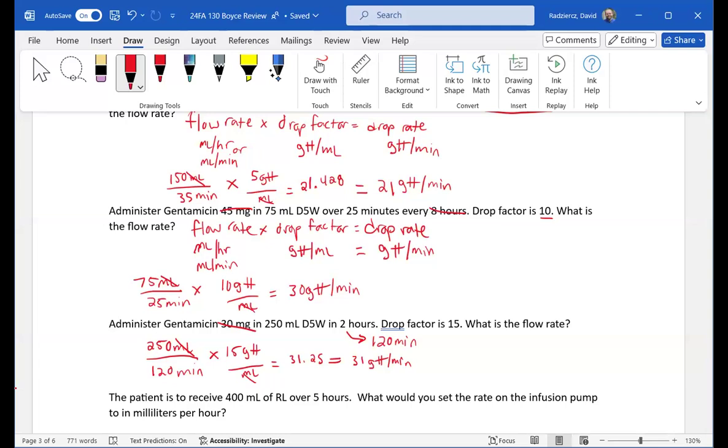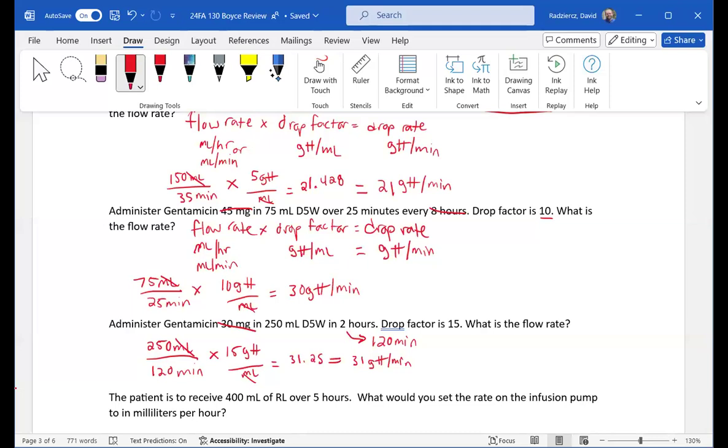And so those are why I'm canceling those out. Someone asked, are we finding the drop rate or the flow rate? Technically, drop rate is a type of flow rate. If they give you the drop factor, they're looking for you to give the drop rate. If the question's unclear and you're not 100% certain what your instructor is asking, I would tell you to calculate both.